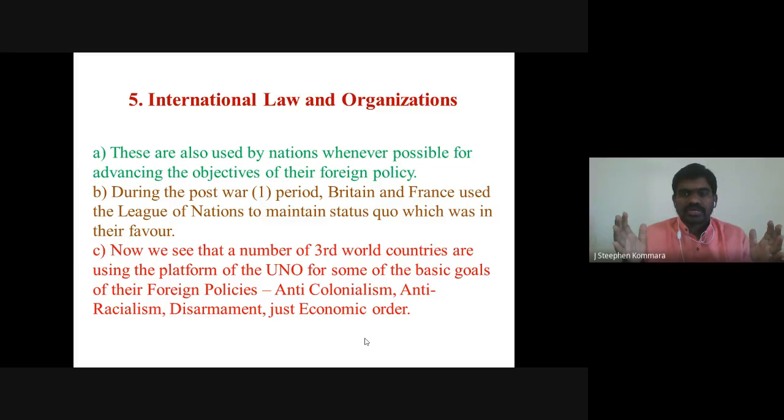So some of the basic goals of their foreign policies: anti-colonialism, anti-racialism, disarmament, just economic order. So anti-colonialism, free independence, free from colonies.